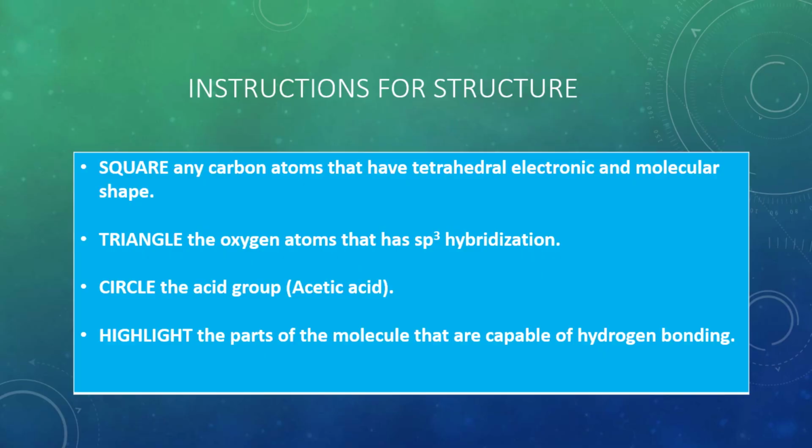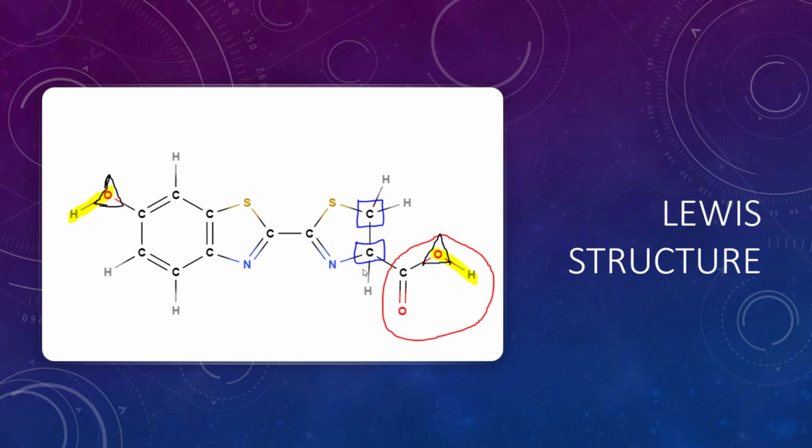The next step is to triangle any oxygen atoms that have an sp3 hybridization. For this structure, there are 2 oxygen atoms that share sp3 hybridization. Each one has 2 bonds and 2 lone pairs. This gives each oxygen atom 4 groups of electrons, causing an sp3 hybridization. This oxygen atom does not share this relationship since it is not a central atom.